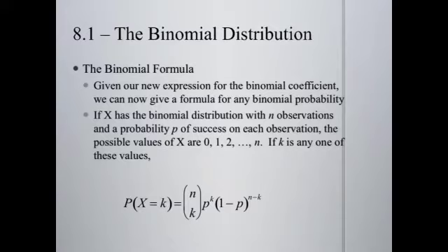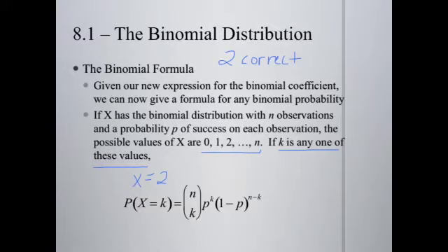The binomial formula, given our new expression for the binomial coefficient, we can now give you a formula for a binomial probability. If X has the binomial distribution with N observations and the probability P of success on each observation, the possible values of X are 0 through N, whatever N is, our number of observations. K is any one of these values. So let's think back to the first example. When X equals, let's say, 2, if I want 2 correct on my pop quiz, I'm just going to plug everything into this formula.